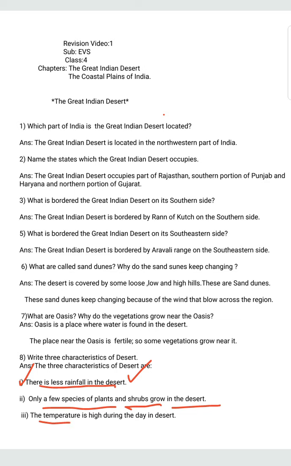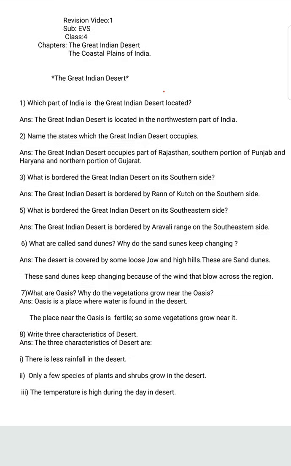So last one, the temperature is high during the day in desert. If you visit desert, then during the day there is so much of hot. So I am giving here tick, means important for your exam.